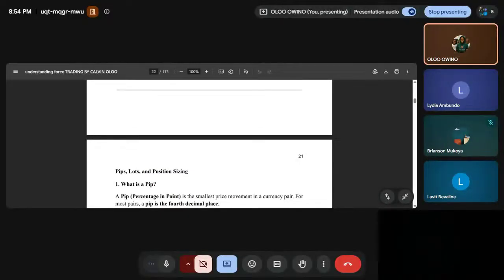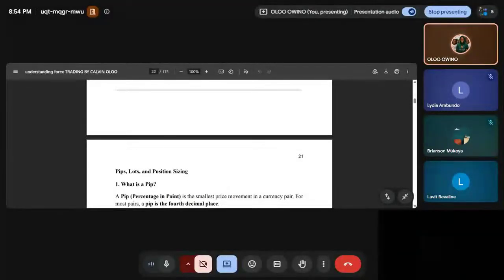So we have a pip, which is the smallest point movement. For example, the price of USD right now is 1.2881. Then it moves to 1.2880. It has moved with what? 1 pip. Because there's a deduction of 1 pip. Is there anybody who has not got that point? The 4th decimal. 1.2880 to 1.2881. So that movement is what we call 1 pip. That is for most currency pairs, not all.